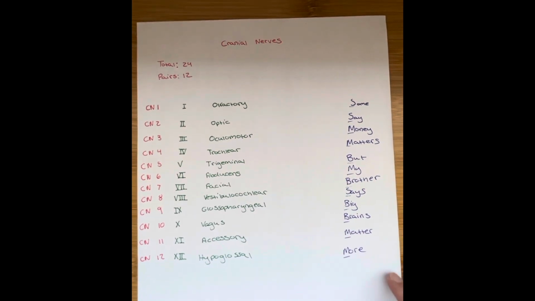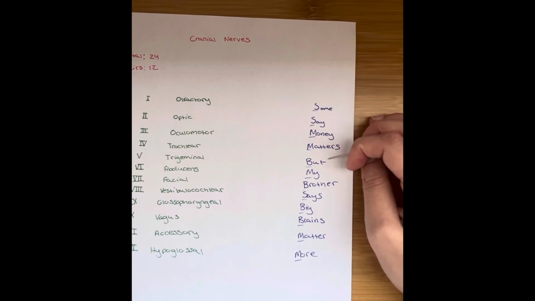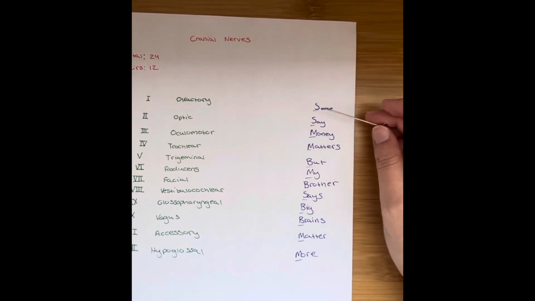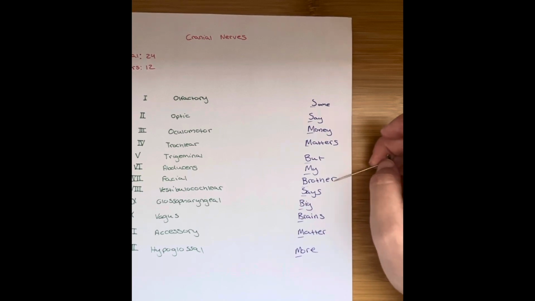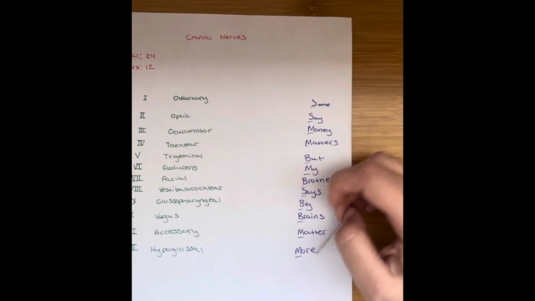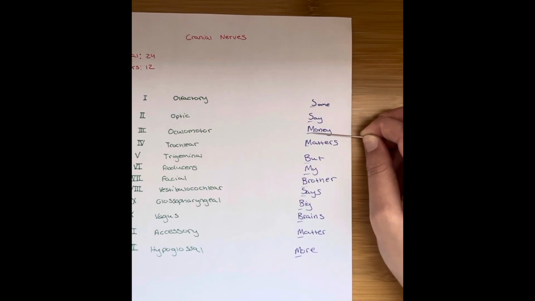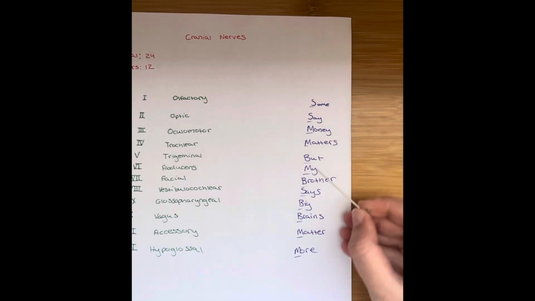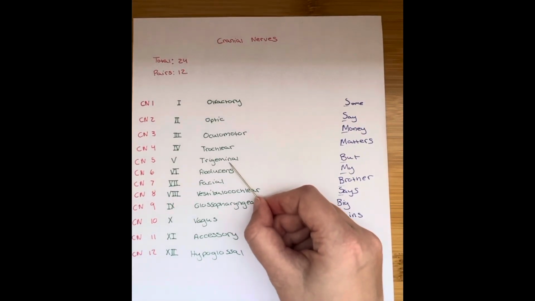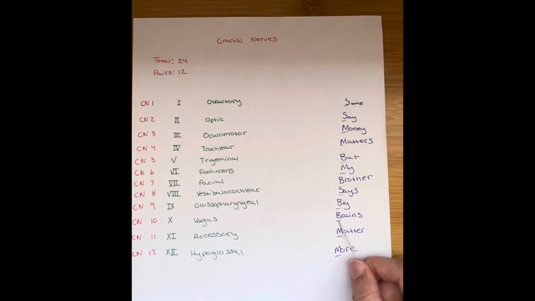The next big thing is whether they are sensory or motor or both. An easy mnemonic to memorize this is: some say money matters, but my brother says big brains matter more. If it starts with an S, that means it's sensory. If it starts with an M, it's motor. And if it starts with a B, it's both. So trigeminal is both sensory and motor. Vagus, which is a really popular nerve, big in research right now, is also both.